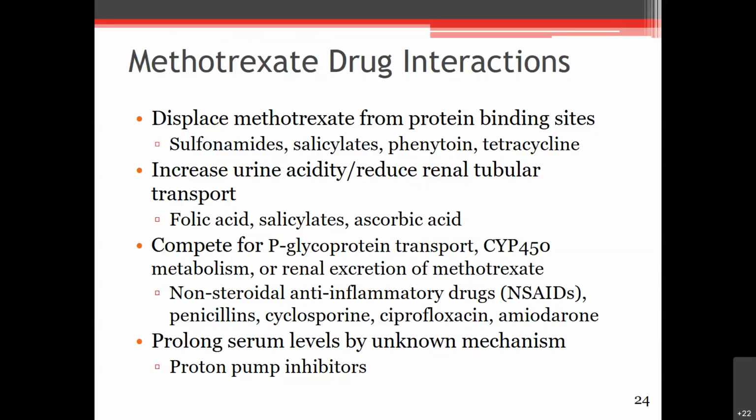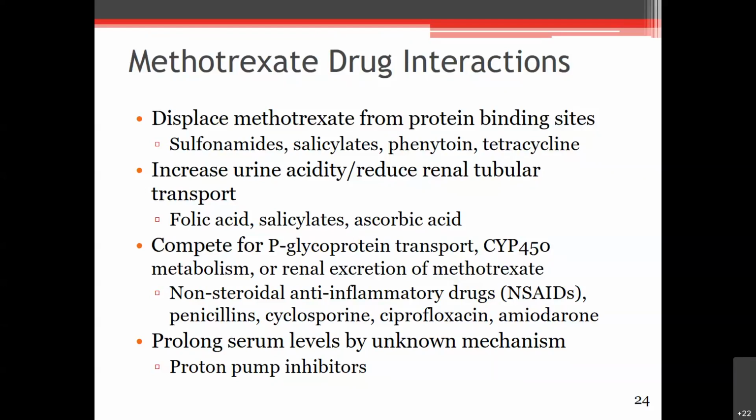Drugs can also delay methotrexate clearance by increasing urine acidity and reducing renal tubular transport. So meds such as folic acid and ascorbic acid fall into this category. So if patients are on those supplements or on a multivitamin, we'll generally recommend holding those. And it's also important to keep in mind that certain drinks that increase urine acidity, such as soda, can be problematic if patients are consuming a lot of those while trying to clear methotrexate.